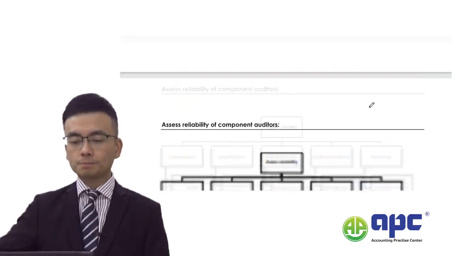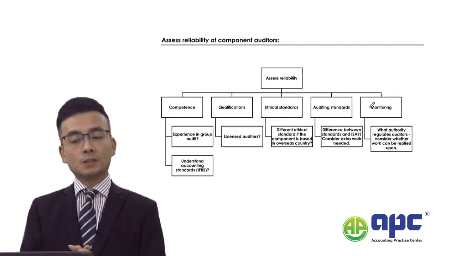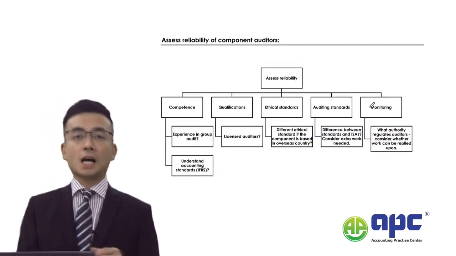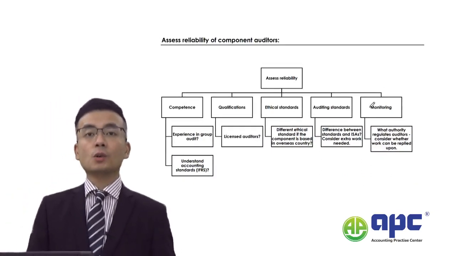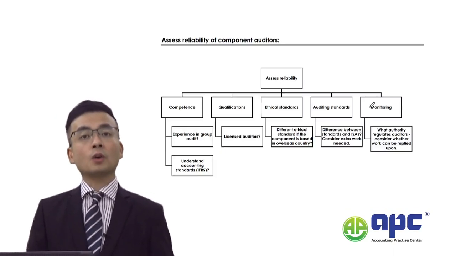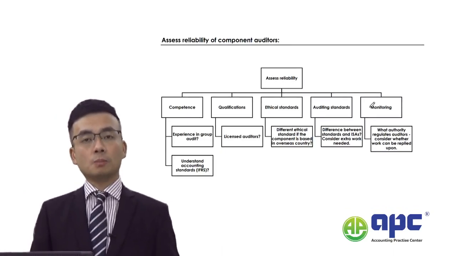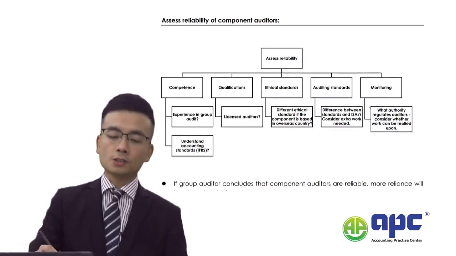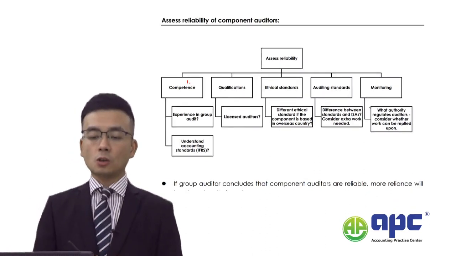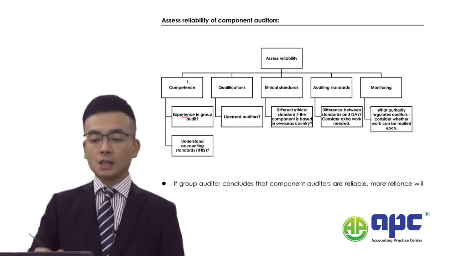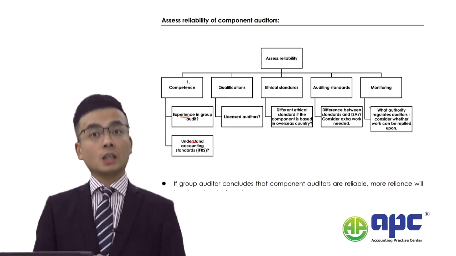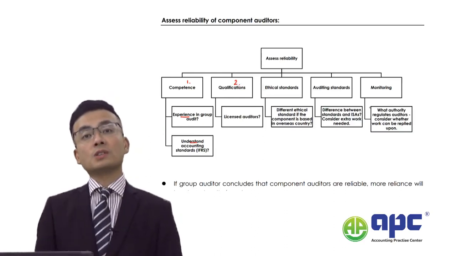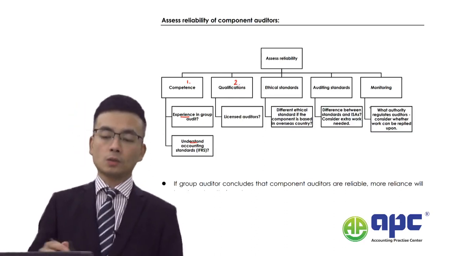Now, first of all then, how to assess the reliability of the component auditor. So think about it this way. If you accept as the group auditor role, what you need to do is to think about whether or not the component auditors are performing well. So how can you assess their reliability? First of all, you need to consider whether or not they are competent, whether or not they've got experience and understanding the IFRS or the International Financial Reporting Standard. Second, you also need to assess their qualifications as well, so whether or not they are licensed auditors.